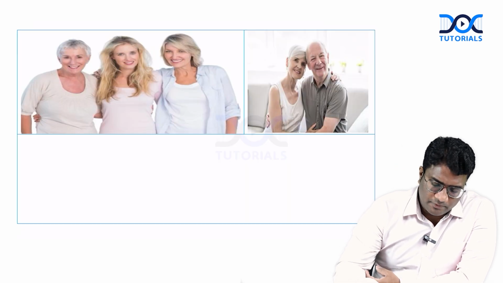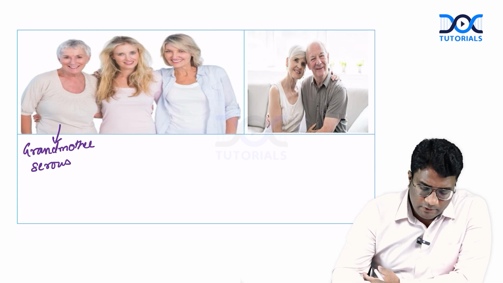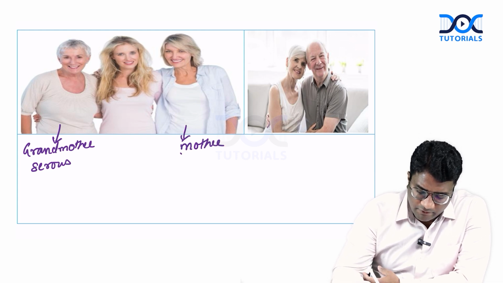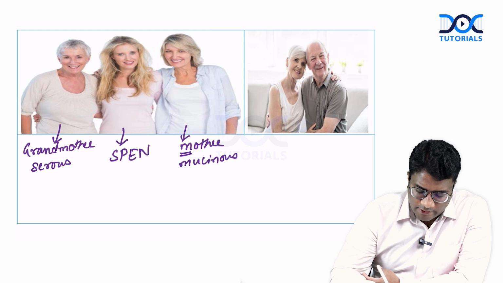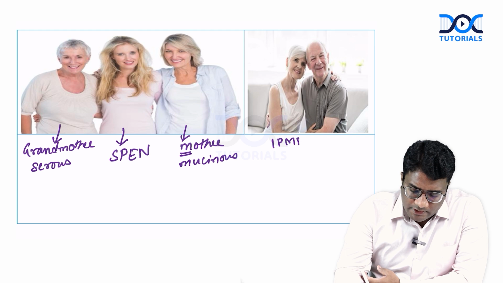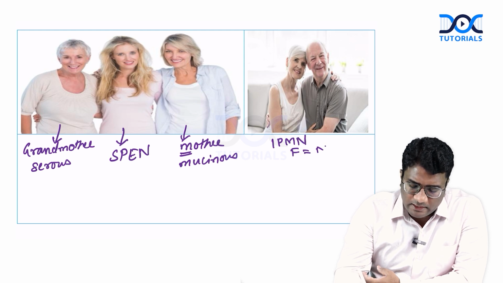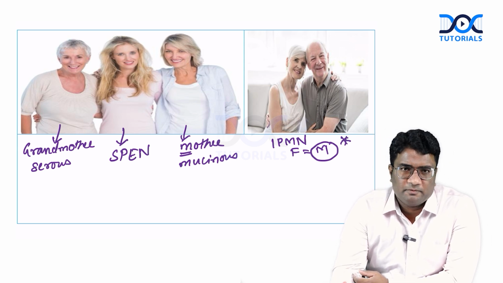And based on the age group, we can also understand that the lesion that you see in the grandmother, this is the serous cystadenoma. The one which you see in the mother, you can remember M for M, is mucinous cystadenoma. The daughter has SPEN, solid pseudopapillary epithelial neoplasm. IPMN, that is intraductal papillary mucinous neoplasm, has equal incidence in male and female. So, one cystic lesion in the pancreas which is more common in males is IPMN, intraductal papillary mucinous neoplasm.